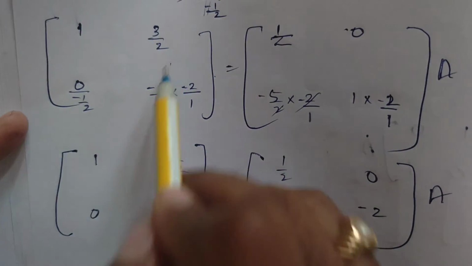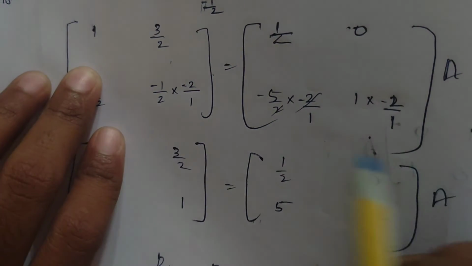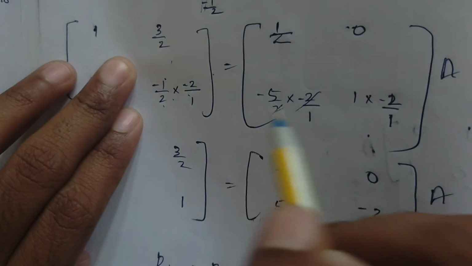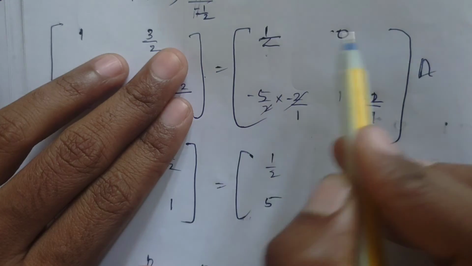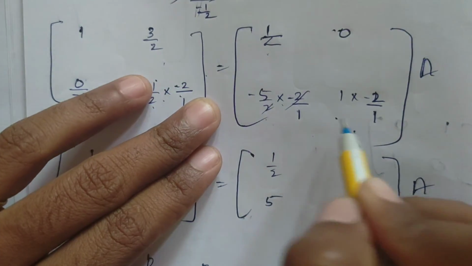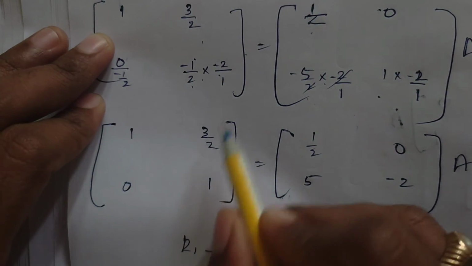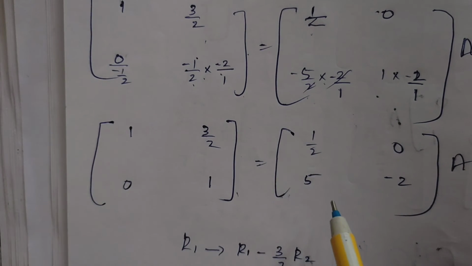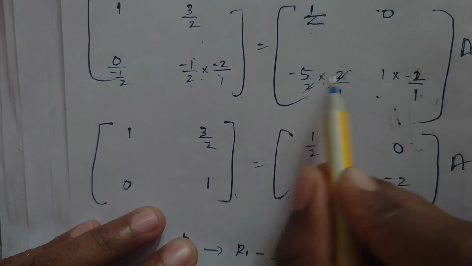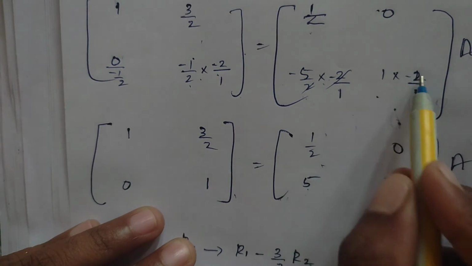1 3 by 2, 0 by 0 into minus 2. Here 3 by 2, minus 1 by 2 into minus 2. So next thing, 2 0. Here minus 5 by 2 into minus 2, 1 into minus 2. The next step: 1 3 by 2 0. We made it 1. Here by solving it, 1 by 2 0. 2 will get cancelled. Minus into minus is plus, so plus 5. 1 into minus 2 is minus 2.